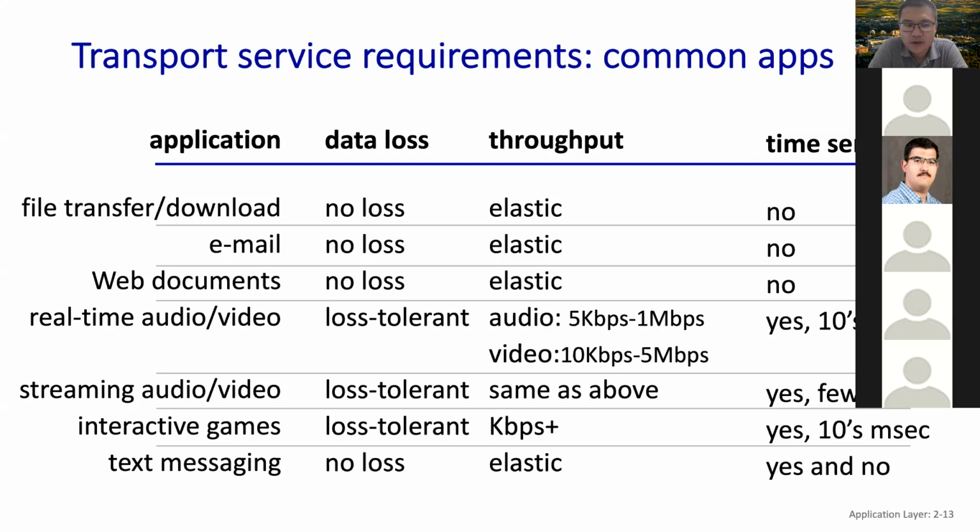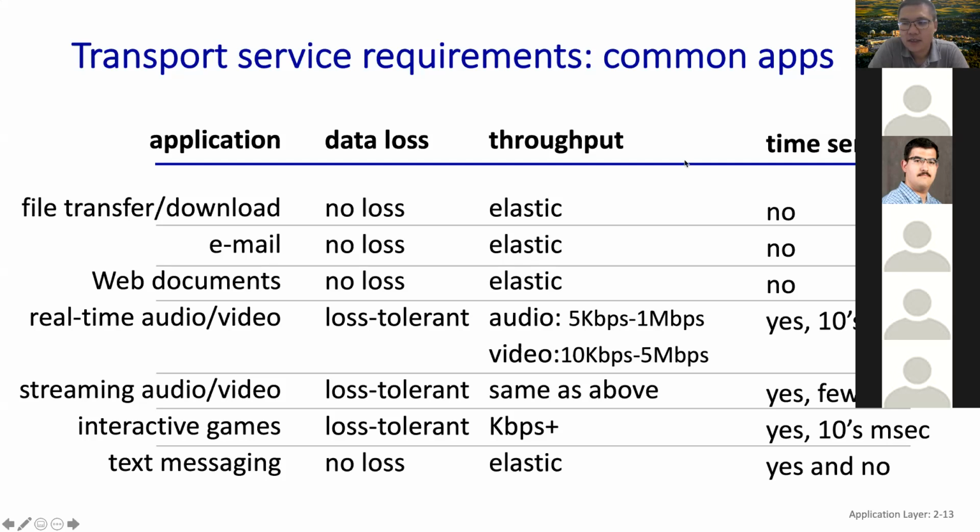But differently, if we are watching audio or video, we can tolerate some data loss, right? But we require a high throughput for real-time audio or video teleconference, something like this. We cannot tolerate so high latency or delay, right? So the time would be sensitive to these applications. Similarly for streaming audio, video, interactive gaming, and text messaging, right? Different applications have different demands and different requirements, okay?